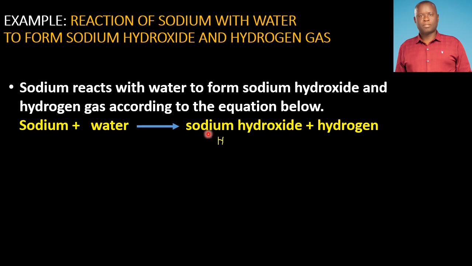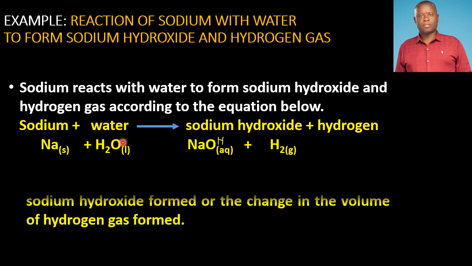At the same time, if sodium hydroxide is produced, in other words, the amount of sodium hydroxide increases as sodium is used up. Sodium hydroxide increases, as well as the volume of the hydrogen gas. So we are looking at the amount of sodium hydroxide formed per unit time, or the volume of the hydrogen gas formed per unit time. That is going to be our rate of reaction.